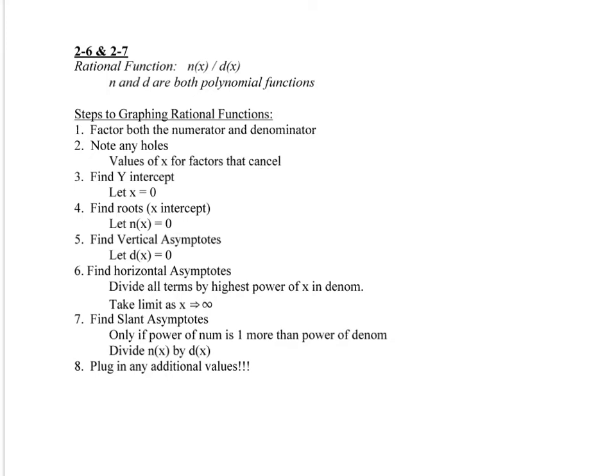Third, we're going to find the y-intercept. We do that by letting x be 0. We're then going to find the roots of the function. We do that by letting the numerator be 0. In other words, we let y be 0, and we do that by letting the numerator be 0. Any fraction where the numerator is 0 over any value other than 0 is going to have a value of 0.